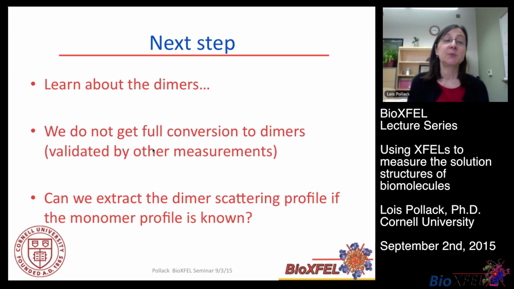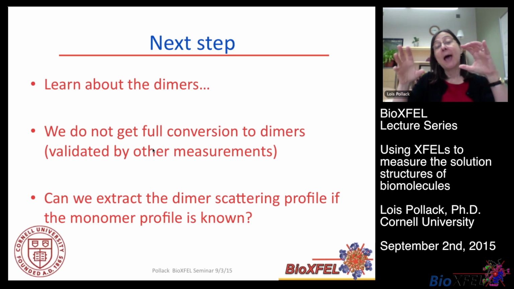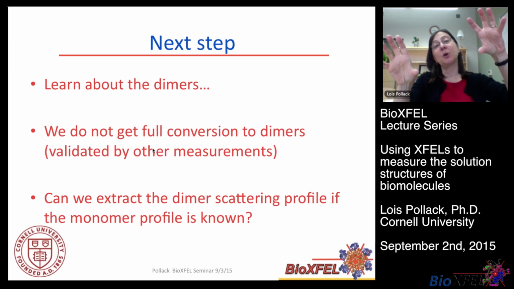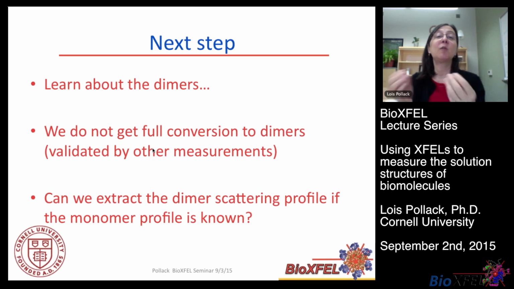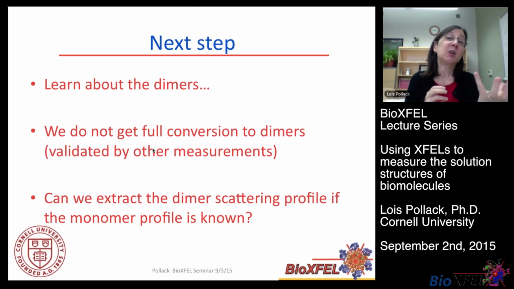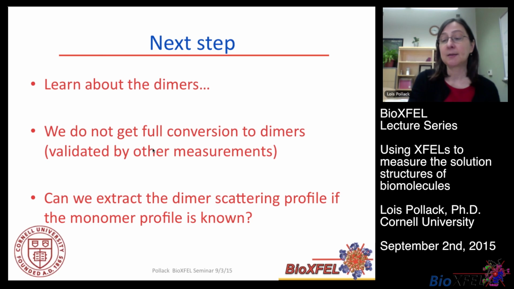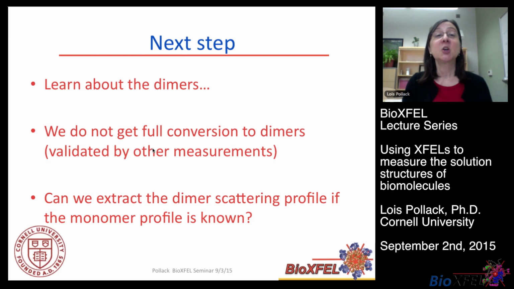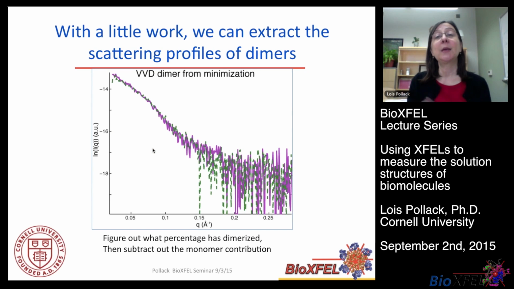Then the question becomes, can we extract the scattering profile of just the dimer if we know what the scattering profile of the monomer is and we know what the composition is? It's 30% monomer and 70% dimer, for example. And it turns out that, with a little work, we can extract the scattering profiles of the dimers.